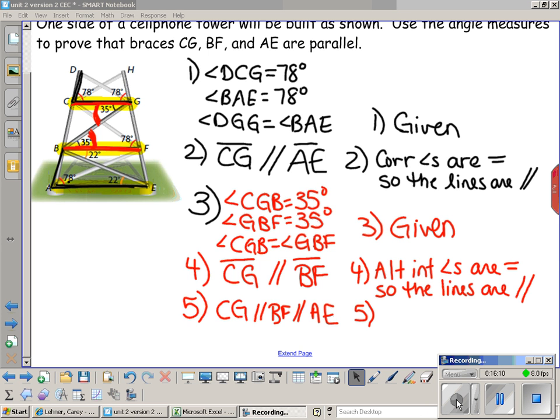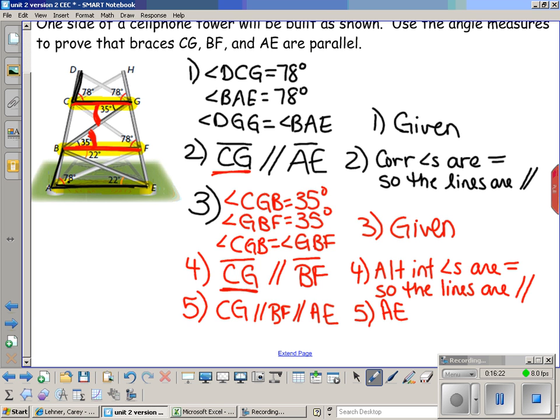If you're looking at it, both of them use CG, so therefore all of them must be parallel. AE, we can formalize it by saying AE and BF are parallel to CG, so they all have to be parallel.